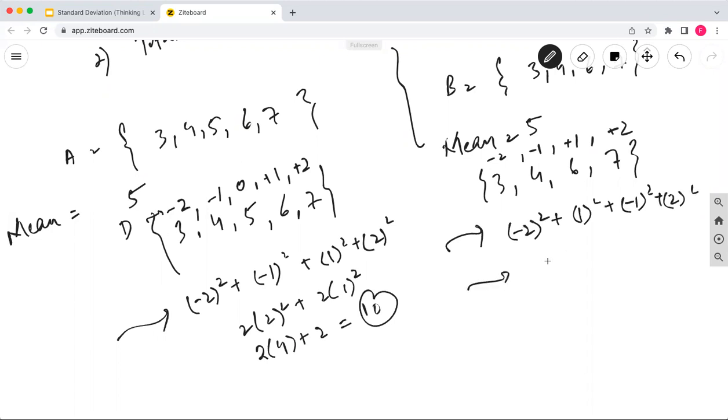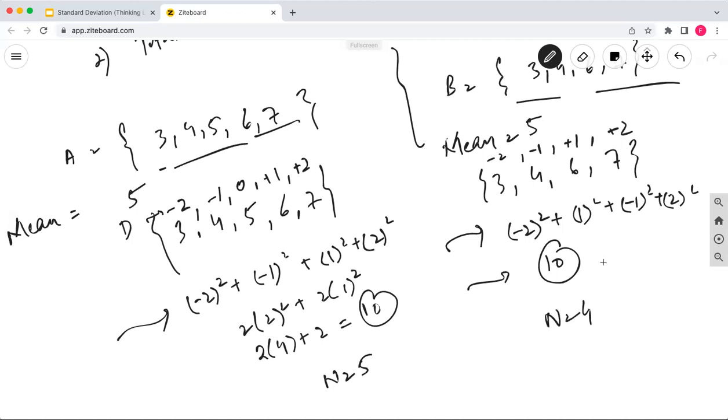This also came out to be 10. Now you can see we have two different sets, but the sum of square deviation is the same. The only thing that will make the difference is the total number of elements. In the first, we have a total of 5 elements, and in the other, we have a total of 4 elements.